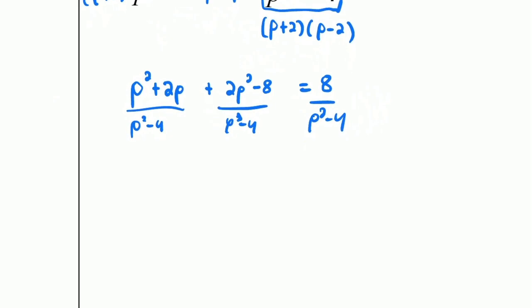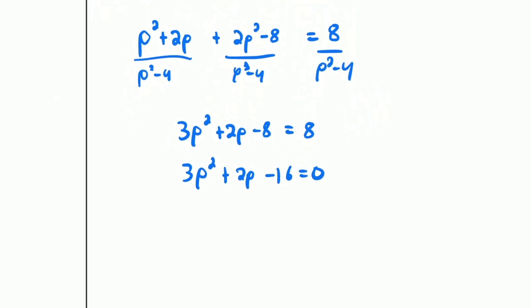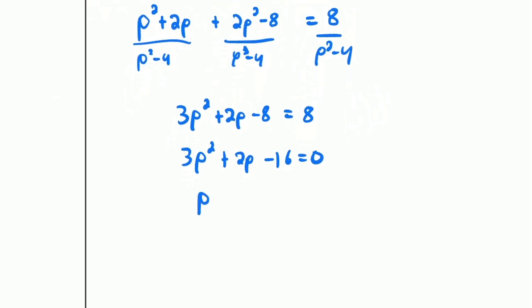So I will just combine like terms on the left side. That will give me 3p squared plus 2p minus 8 is equal to 8. So I set that equal to 0: 3p squared plus 2p minus 16 equals 0. And so now I just have to go ahead and factor this. So we're looking for factors of negative 48 that add up to 2. So that would be 6 and 8. So we'll have p plus 8 and p minus 6.